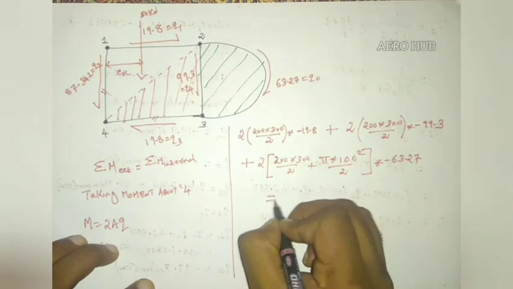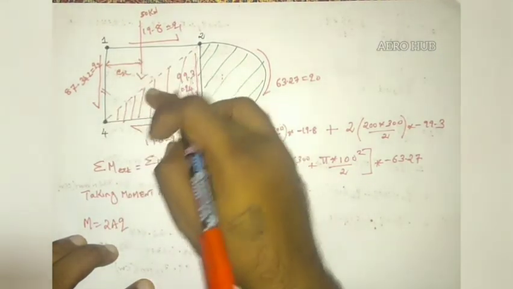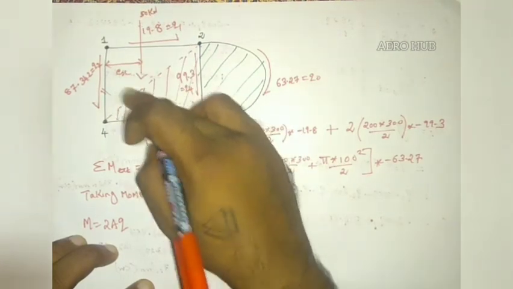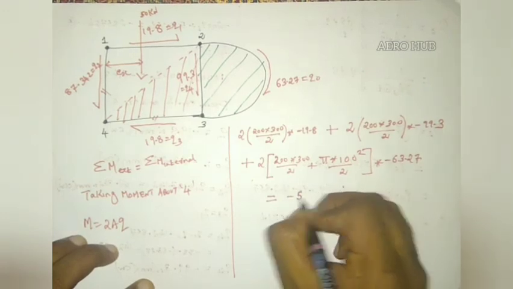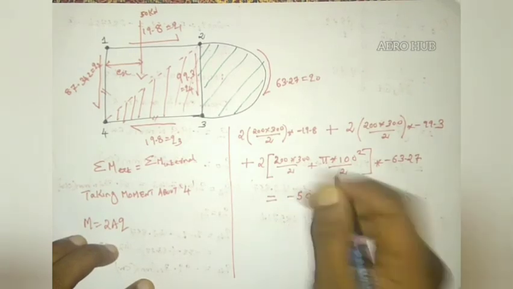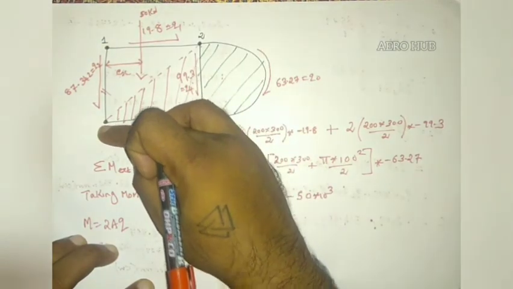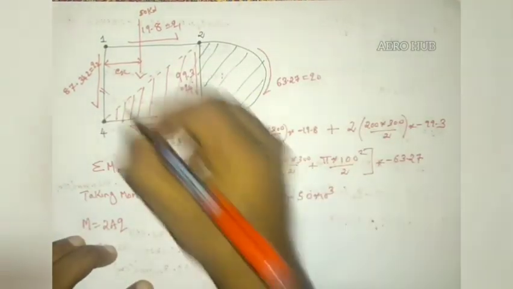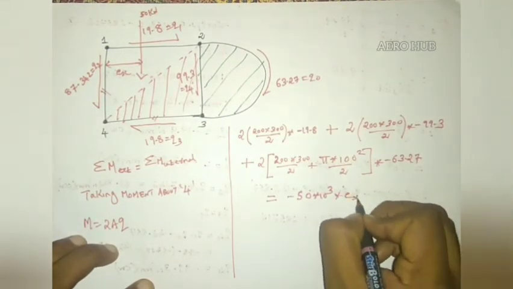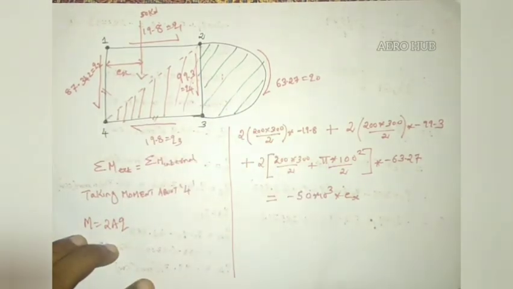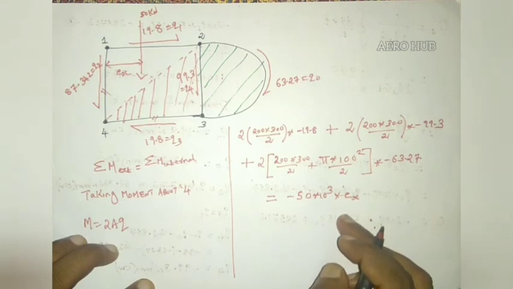Okay, so these are the internal moments. So the external moment is nothing but 50 kilonewton with respect to point 4. This 50 kilonewton will rotate the point 4 in clockwise direction, so this will be minus 50 into 10 power 3 into Ex. You can imagine that when you are applying 50 kilonewton, it is rotating point 4 in clockwise direction. Ex is the distance of the shear center.